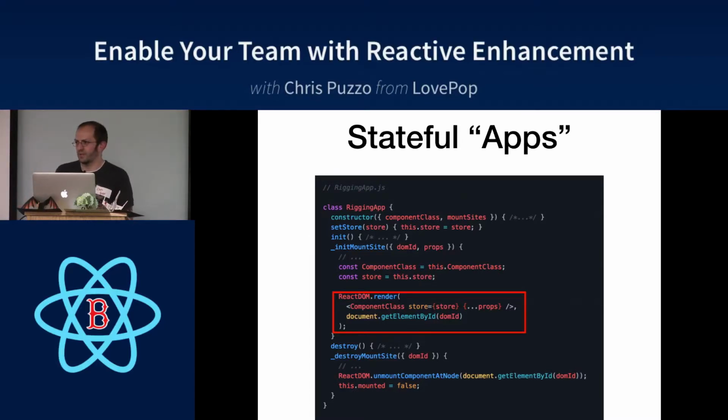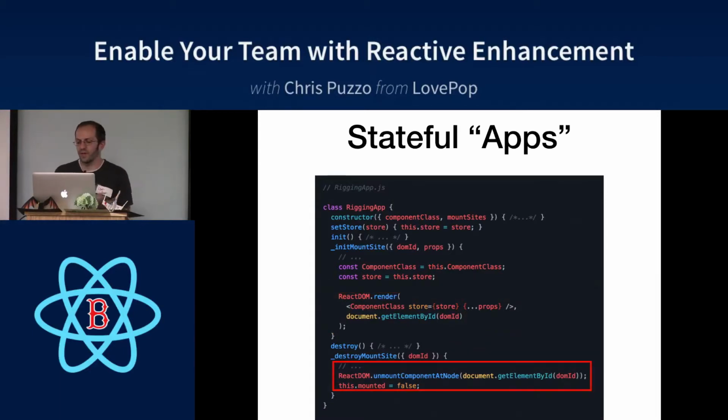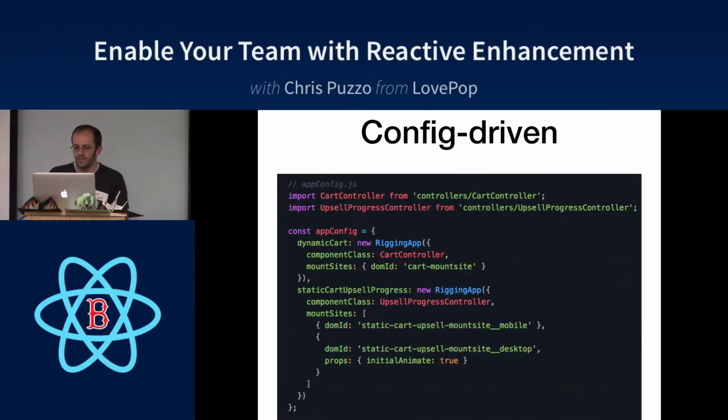This is basically just like you were doing it in the static code in your main.js file, but in a slightly more managed way. And then, of course, if we have an initializer, we have to have a destructor. So we're using unmount component at node. And we're also storing some state within the app for whether or not it is mounted, so that we can do some querying against that.